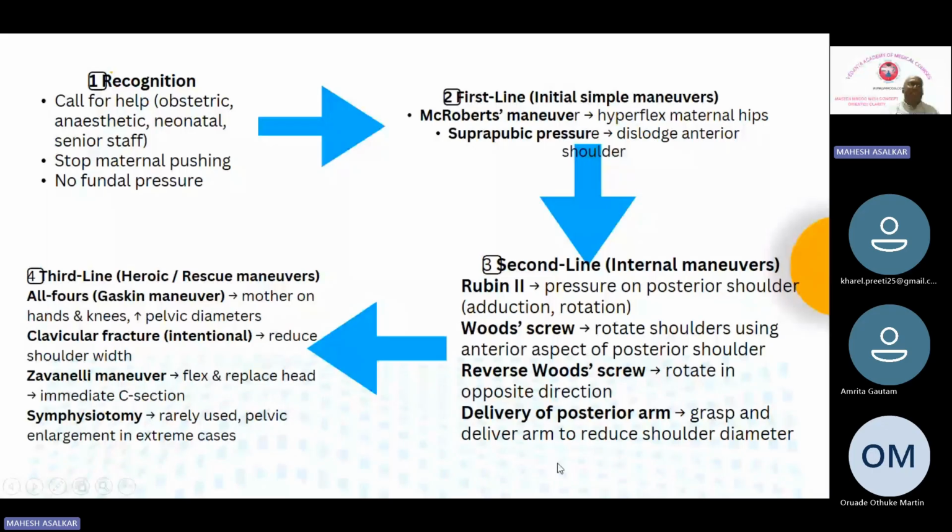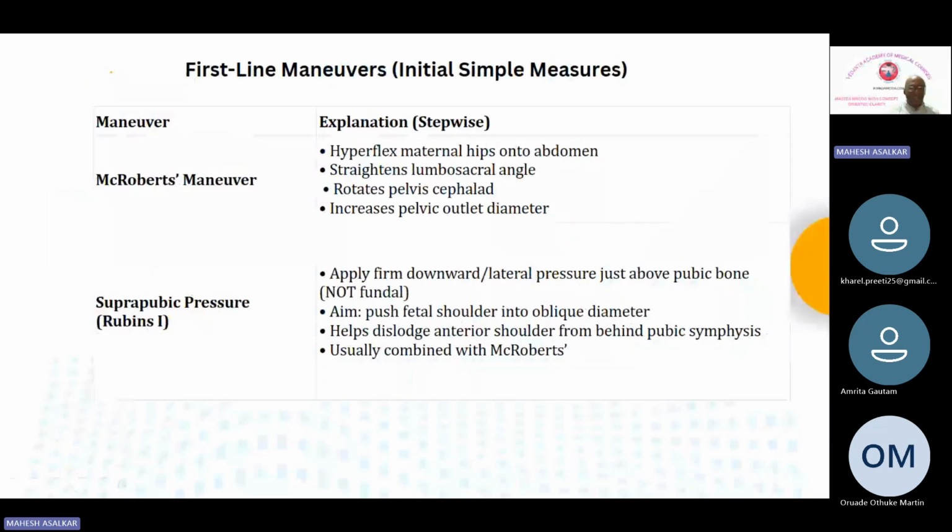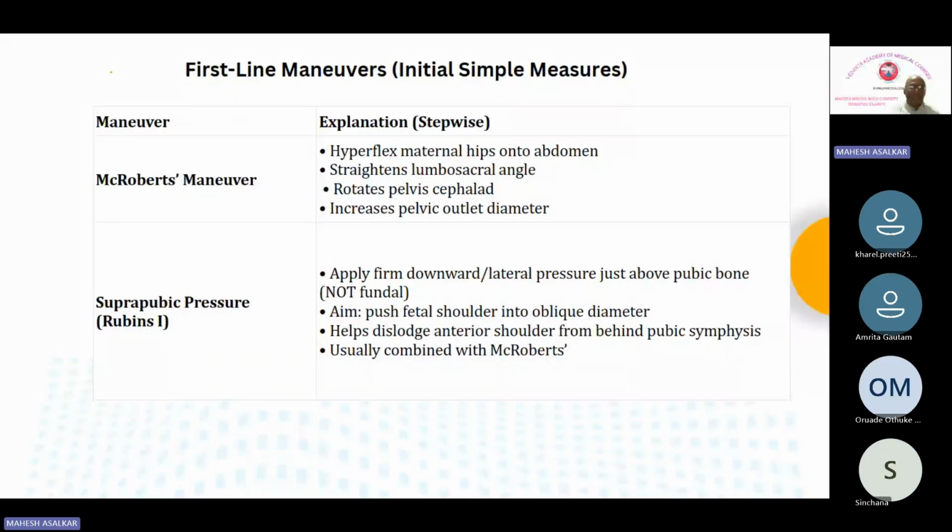Now let's see in detail about these maneuvers. First is the McRoberts maneuver. You need to hyperflex maternal hips onto the abdomen. It straightens the lumbosacral angle, rotates the pelvic symphysis, and increases the pelvic outlet diameter. Okay. Then suprapubic pressure, that is Rubin 1. Downward and lateral pressure is to be applied just above the pubic bone and not fundal pressure. Okay. The aim is to push the shoulder into oblique diameter. It helps to dislodge the anterior shoulder from behind the pubic symphysis. Usually it is combined with the McRoberts.